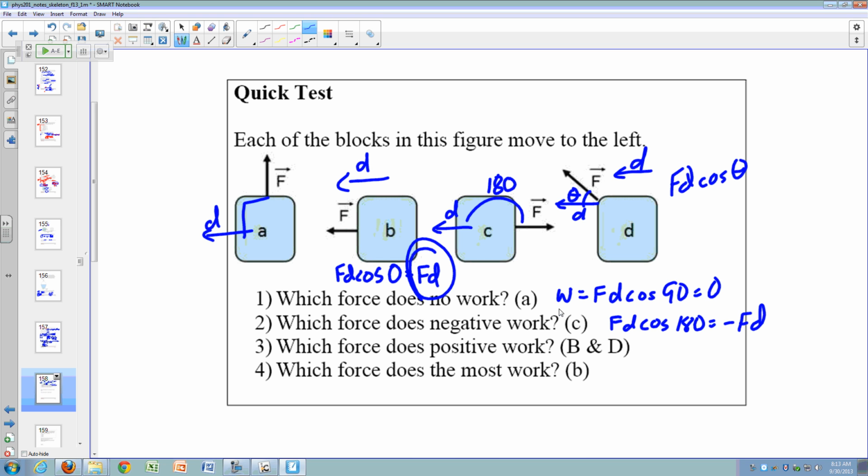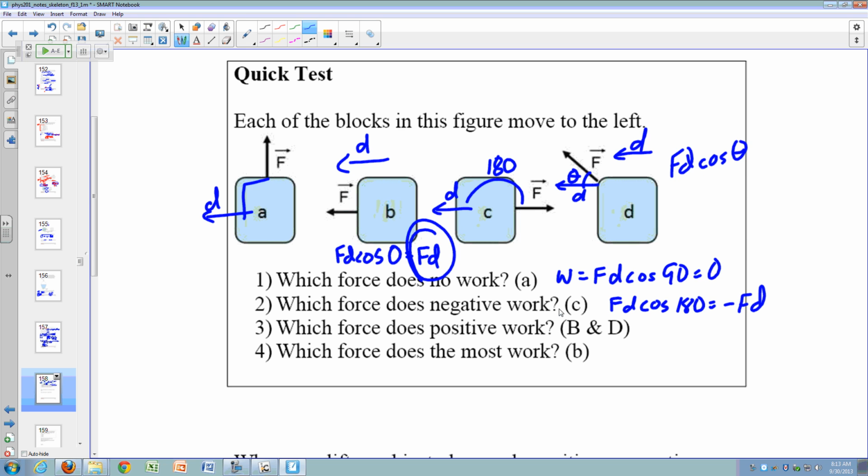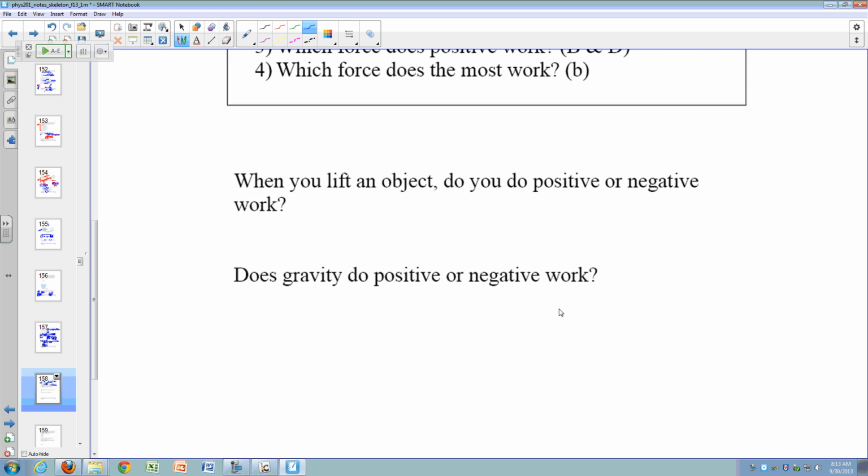All right. Just a couple more things, then I'll give your quizzes back. When you lift an object, do you do positive or negative work? And does gravity do positive or negative work? So if I pick up this object, if I lift it, am I doing positive or negative work? I'm doing positive work, right.